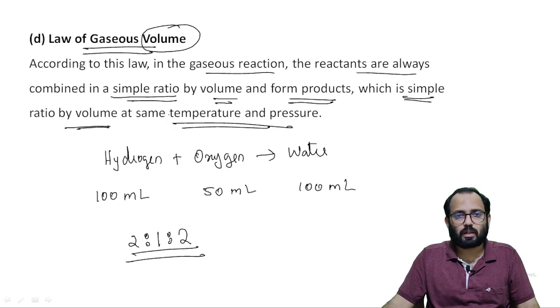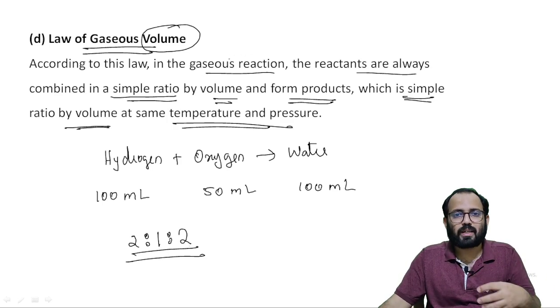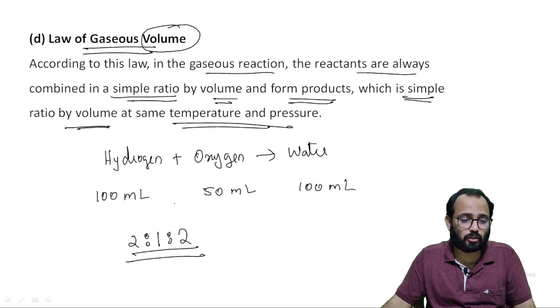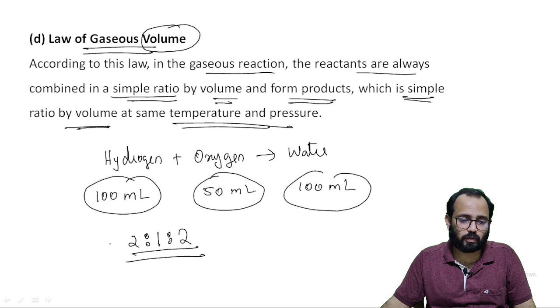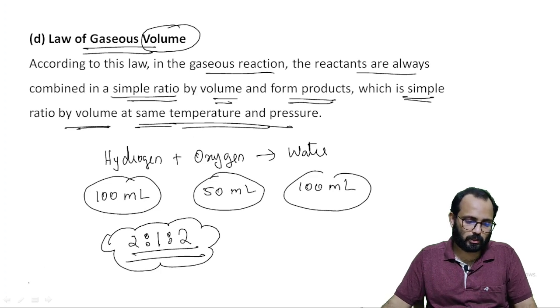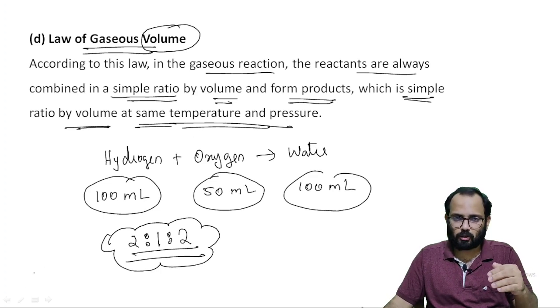So that is what Gay-Lussac's law of gaseous volume is. When gases combine or are produced in a chemical reaction, they do so in a simple whole number ratio of their volume, provided that it happens at the same temperature and pressure. Pressure constant, temperature constant.